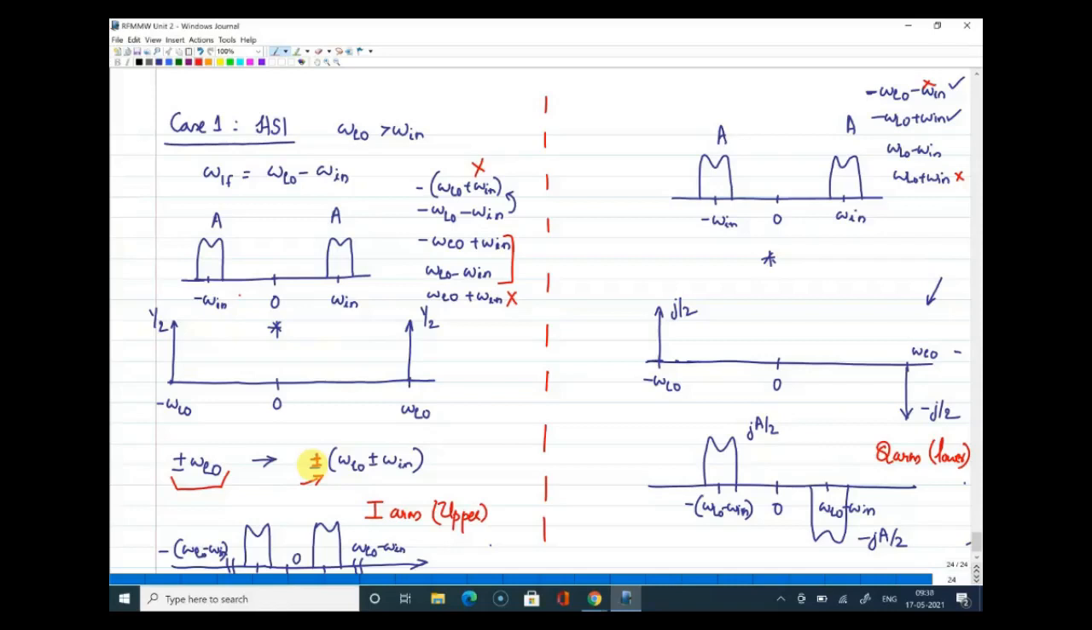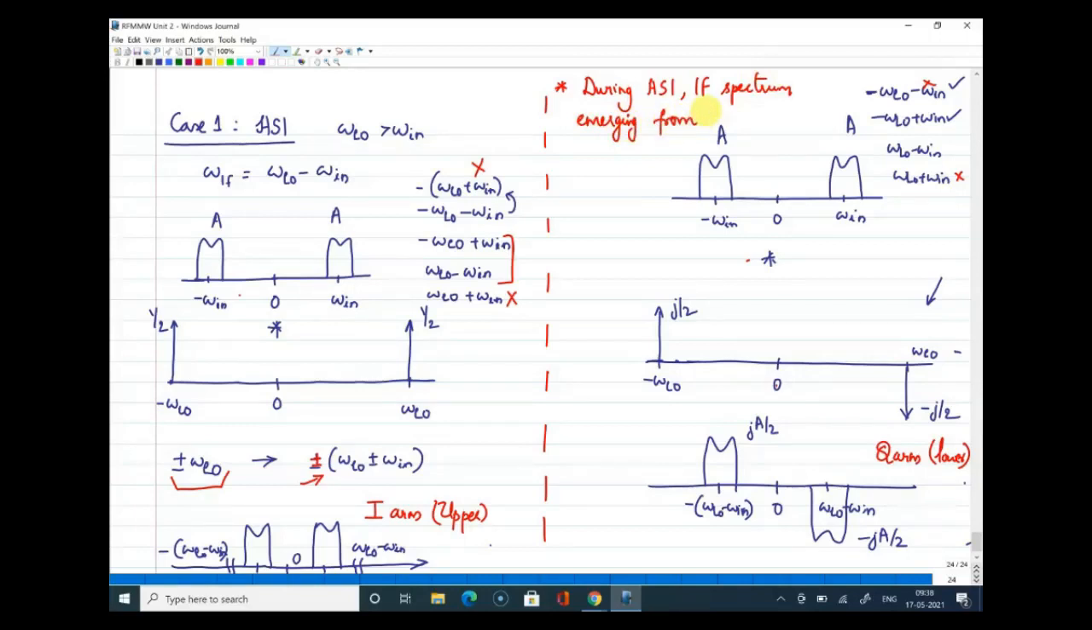We did not perform this graphical method for fun. We want to infer something from this. What we can infer is that during HSI, high side injection, that means when you are injecting a local oscillator signal on the higher side of your input signal, look at the IF spectrum emerging from the upper arm and lower arm. We neglected the higher frequency components.